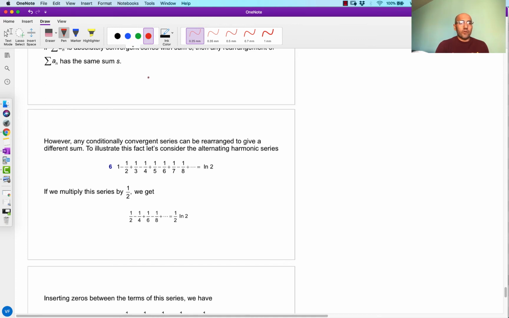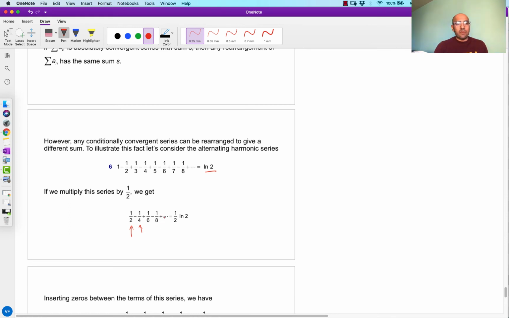Don't worry about where that came from for our purposes, but we know it converges by the alternating series test, and it converges to ln 2. Now if we simply multiply both sides of the equal sign by a half, we multiply this 1 by a half, and that's how we get a half. 1 times a half is a half. Then multiply this term by a half, we get minus 1/4. Minus a half times a half, we get 1/6. And then minus 1/8.